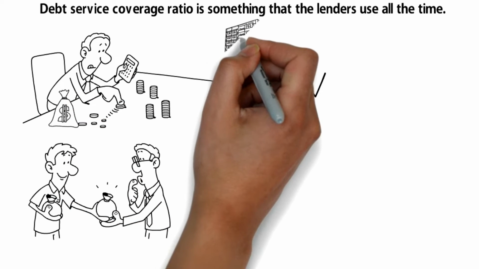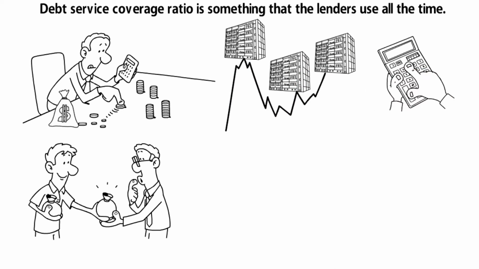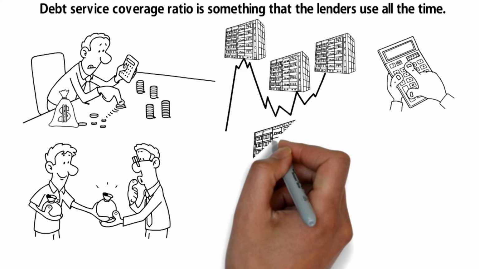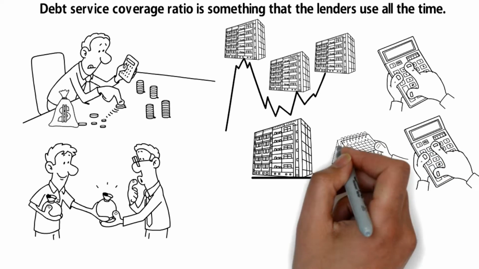If the property is a rehab, turnaround situation, then they will want to calculate this as if it was stabilized, so they know how much the property can sustain. If it is already stabilized, then they will want to calculate it based on the history.